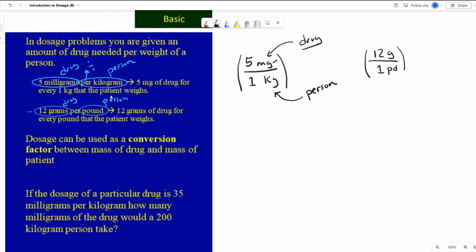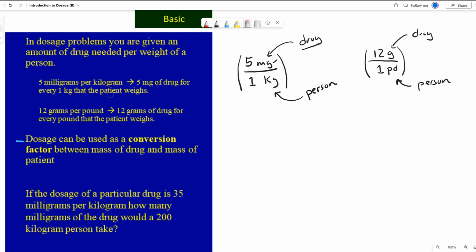Again, put your parentheses around it. This is 12 grams, that's the drug, and this is 1 pound, that's the person. And then we're going to be using these dosages as conversion factors to convert back and forth between mass of drug and mass of person. So let's take a look at a couple of sample problems. Those are the best way to learn how to do these, to go through a couple of sample problems and see how dosages are actually used.